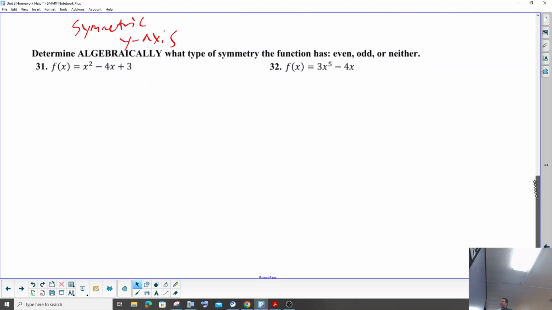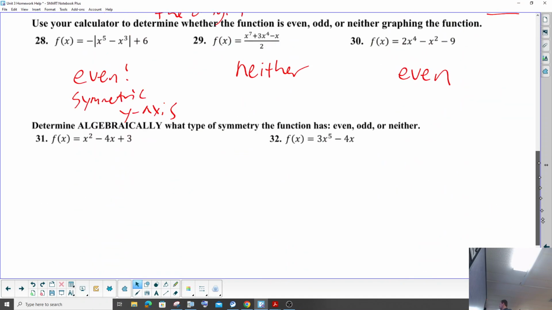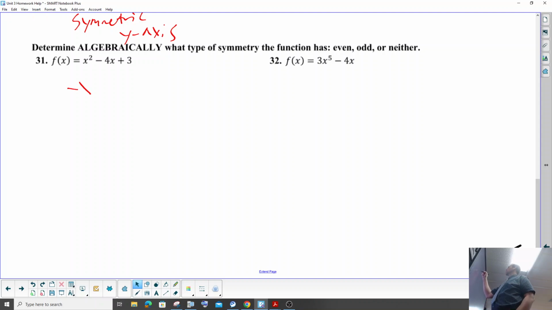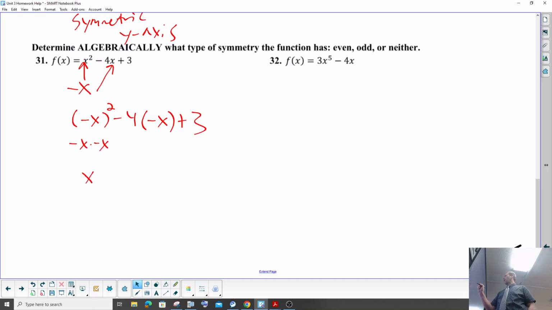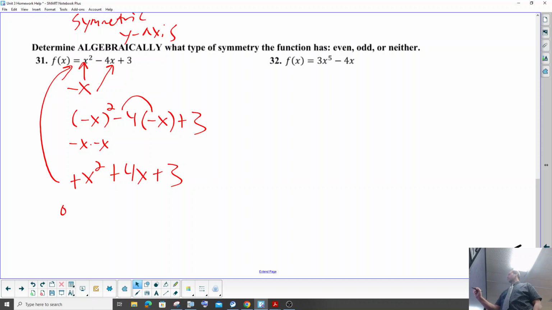Okay, determine algebraically is the last part of our practice test. And I'm not sure, but this year it might or might not be on the test. So all you do is plug in a negative x. You just plug in a negative x. And so if you get the same function back exactly with the same signs, then it's even. Let's see, negative x times negative x is a positive x squared. Negative times a negative is a positive 4x. And plus 3. And if you want to compare it to the original, since the original is x squared minus 4x plus 3, and so it stayed the same, right?